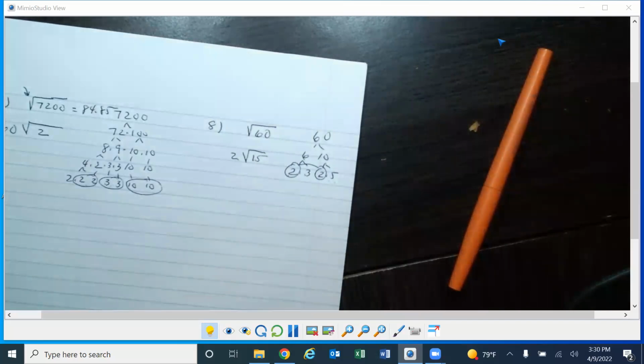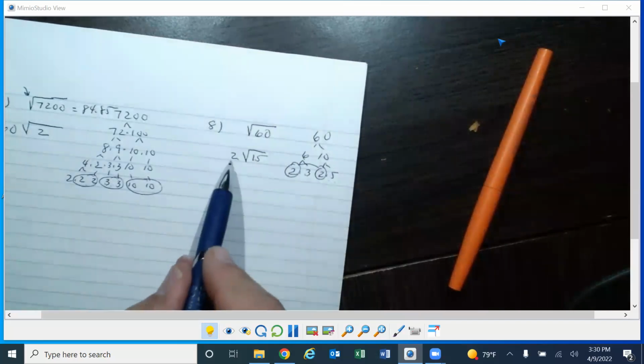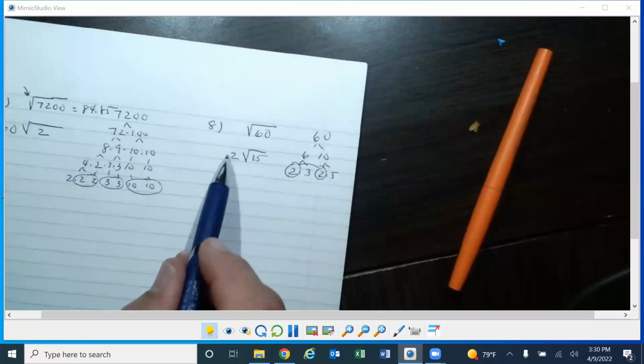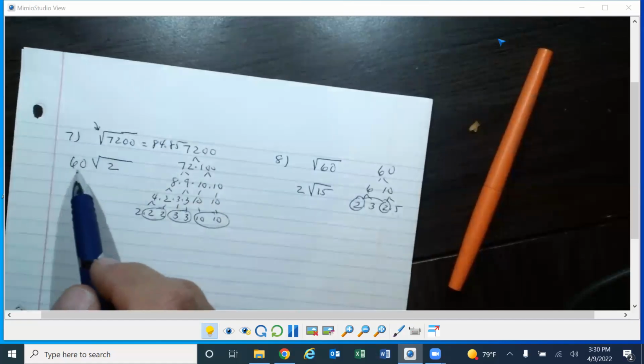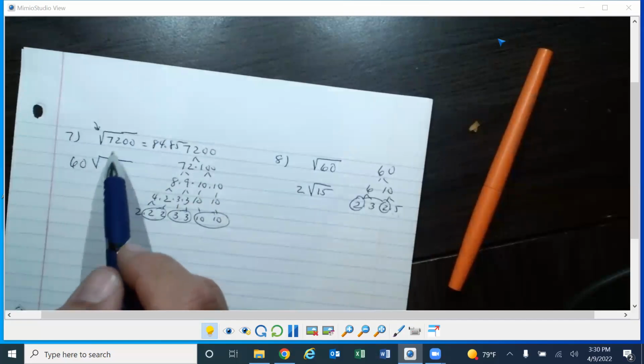Now, there is a way you can check this. I want to show you this. You take the outside number and you multiply it by itself. So 2 times 2 is 4. 4 times 15 is 60. The same way here. 6 times 6 is 36. Put a couple of zeros on there. That's 3,600. Multiply that by 2, you get 7,200.